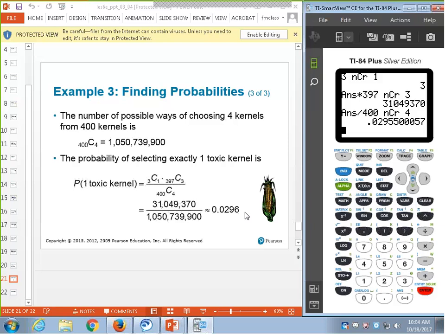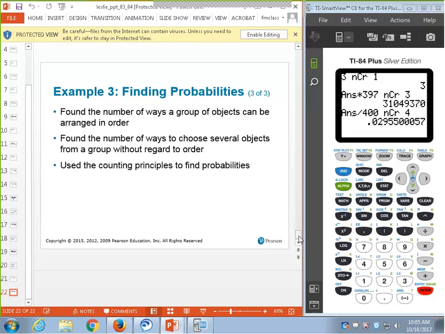So 3% chance of getting what? One toxic kernel when you select 4. And again, it's small because there's only 3 toxic kernels altogether, right? So you would expect the probability to be very small. All right? So you had to separate the numerator, right? Because you had to get so many toxic and so many non-toxic. In this case, 1 toxic and 3 non-toxic. Okay? That was a pretty good problem.